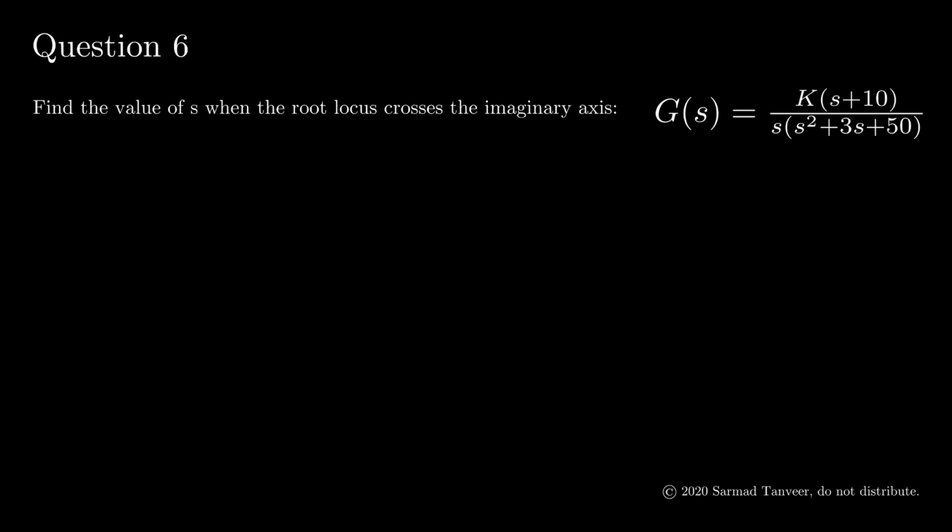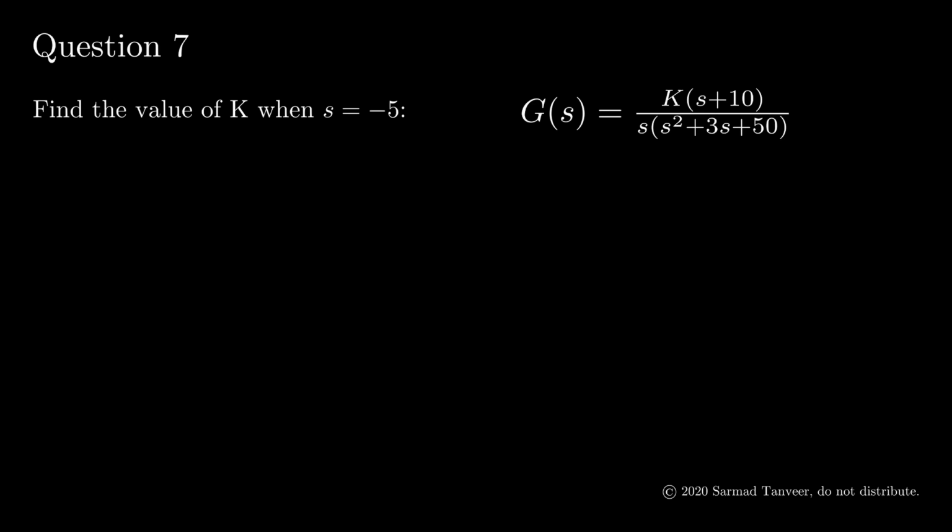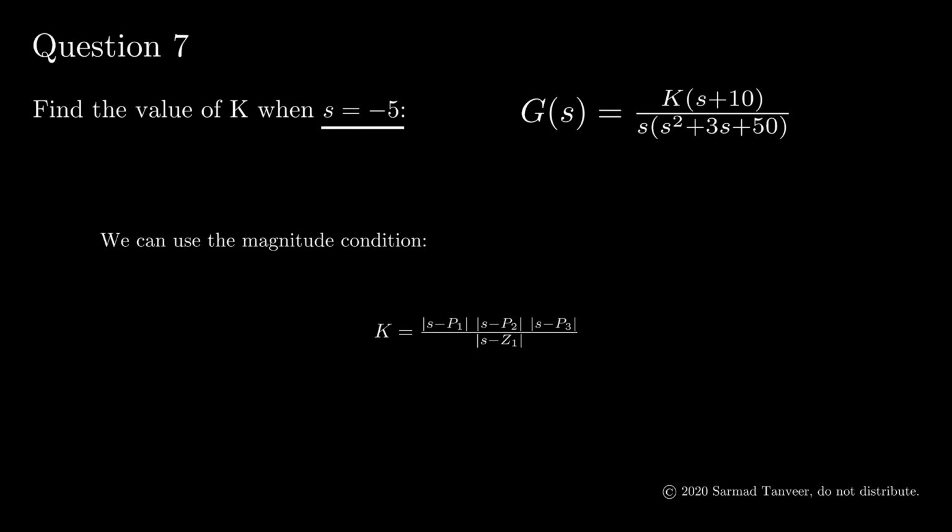Moving on to the final question, we are asked to find the value of k at some arbitrary value of s equal to negative 5. Here we can use the magnitude condition with the following expression: k equals the product of the magnitude of s minus each pole of our system, divided by the product of the magnitude of s minus each zero of our system. Substituting and simplifying, we find the value of k to be 59.86.